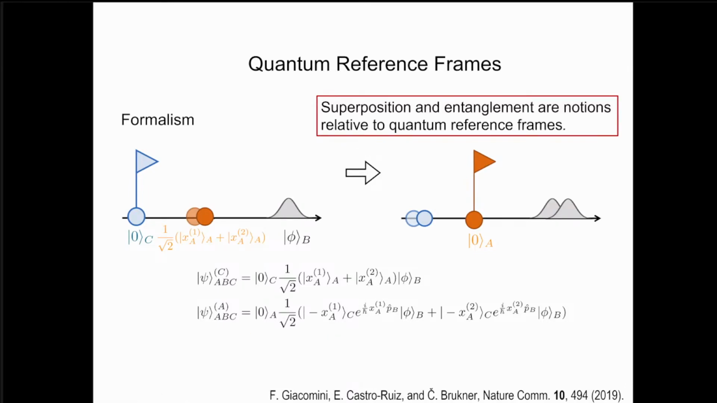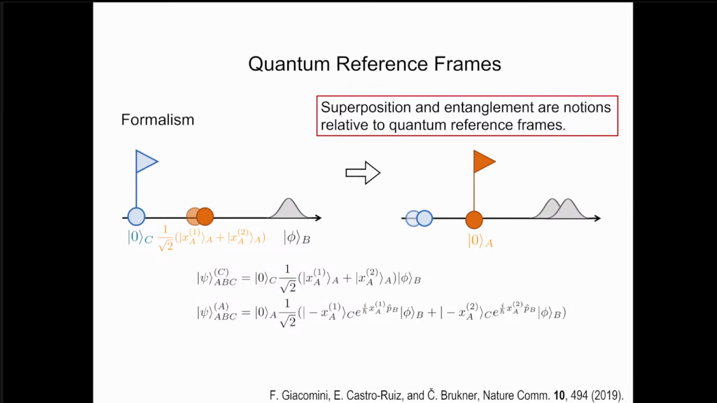What we learn from that is something very strange, namely that superposition and entanglement are notions that are relative to quantum reference frames. As long as we consider classical reference frame transformations, this is not true.